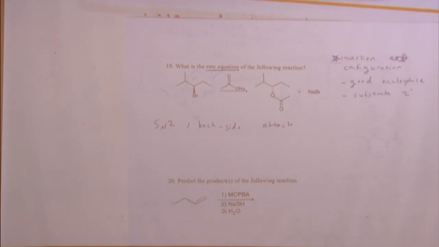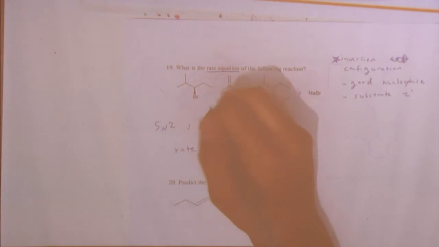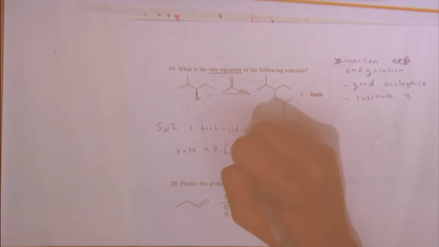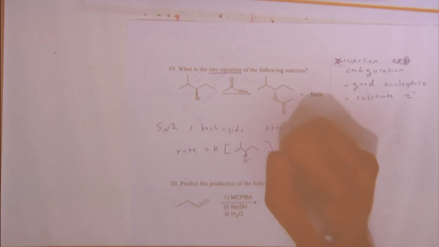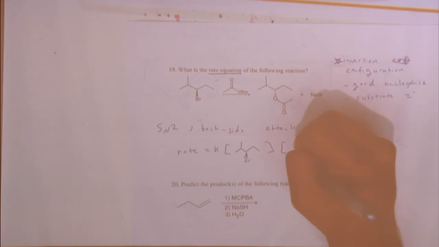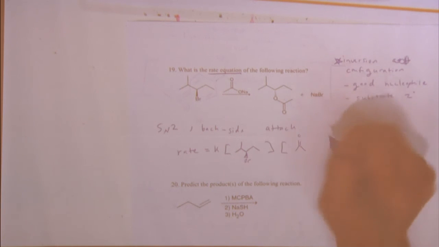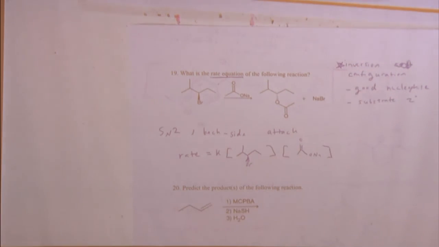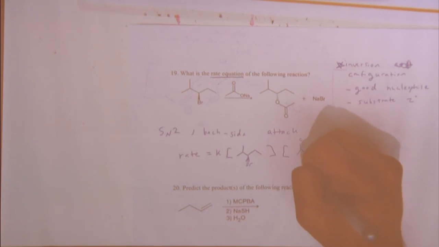Now it's just remembering what the rate of an SN2 reaction looks like, which is going to include both the substrate and the nucleophile in it, not only the substrate. And the names of these molecules, for instance, would be sodium acetate.